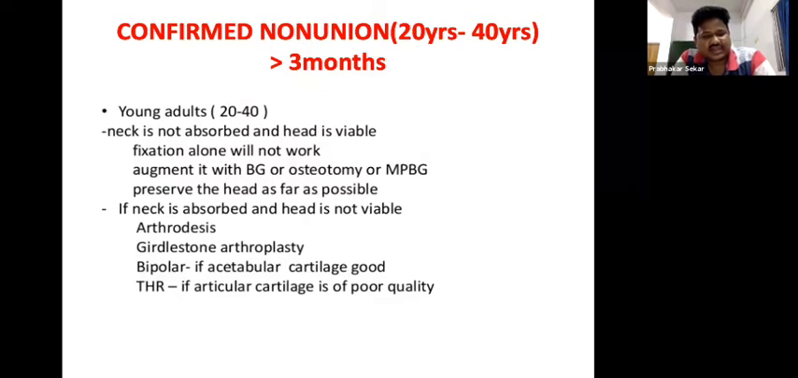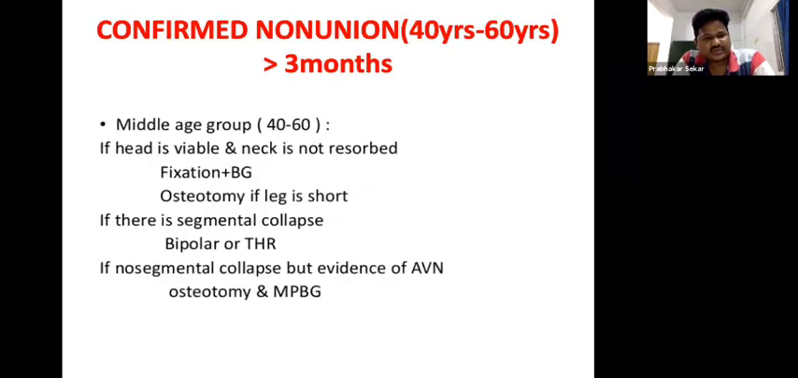If the neck is absorbed and the head is not viable, then there are options. In younger individuals, arthrodesis; if it is a septic hip or failed fixation, Girdlestone arthroplasty. If the acetabular cartilage is still intact, you can go for bipolar, that is modular bipolar. And if the articular cartilage is of poor quality, then go for total hip replacement.